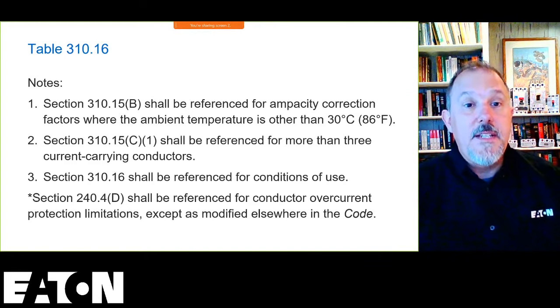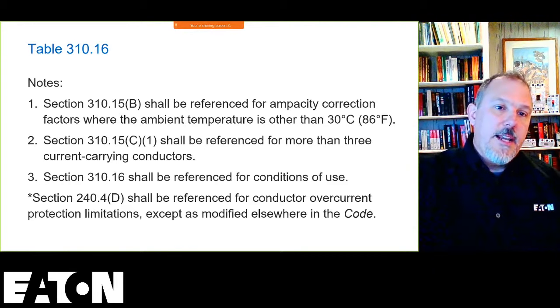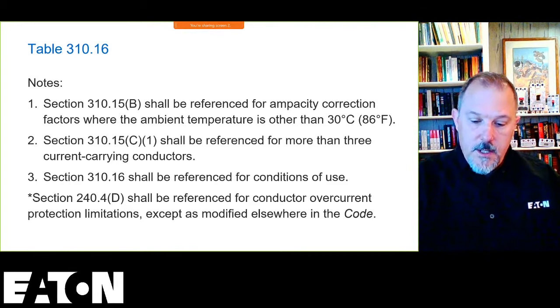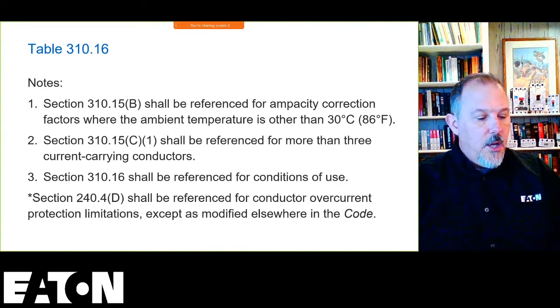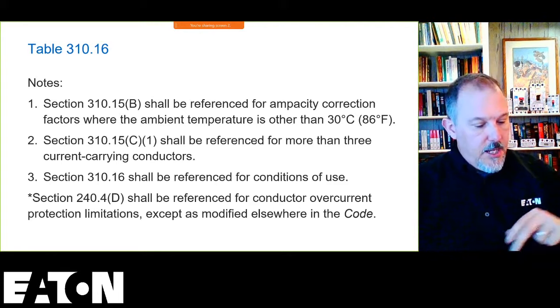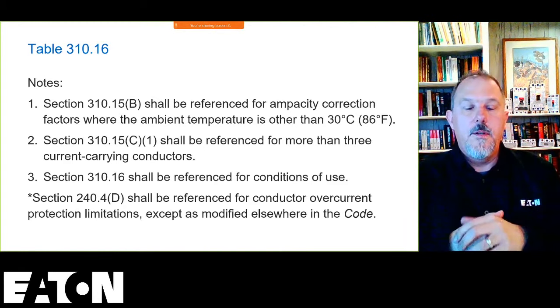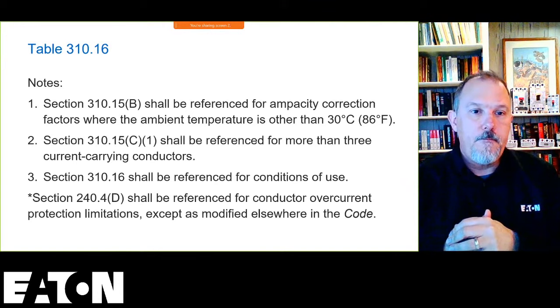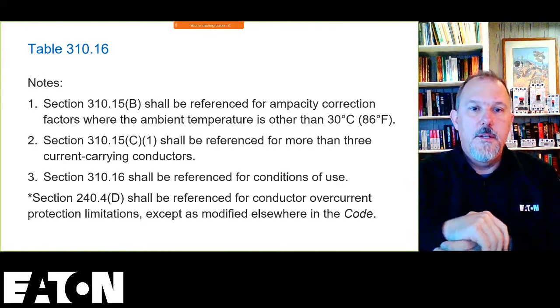So 310.15(C)(1) tells us that it should be referenced. The table footnotes tell us that we should be looking at 310.15(C)(1). 310.15 is your ampacity tables, C is your adjustment factors, and 1 is more than three current carrying conductors. And this gets into discussing your correction factors when you have more than those three conductors in a raceway. And then 310.16 is the reference for conditions of use.